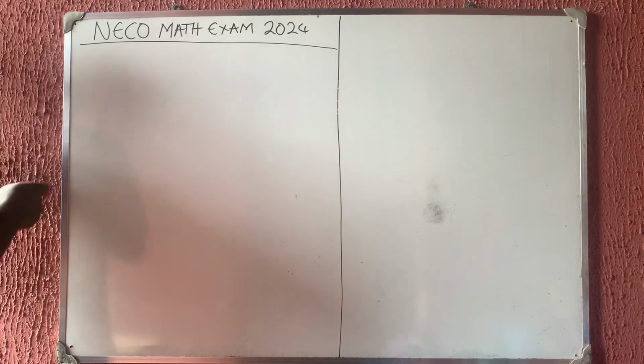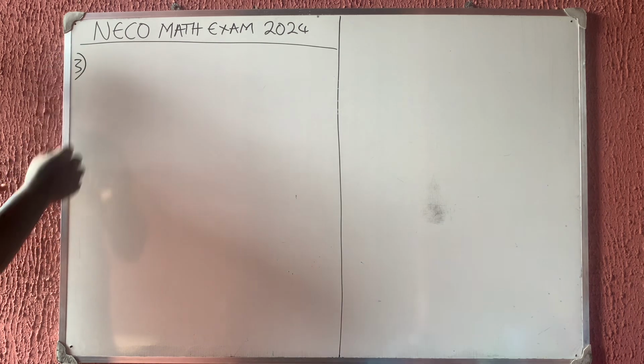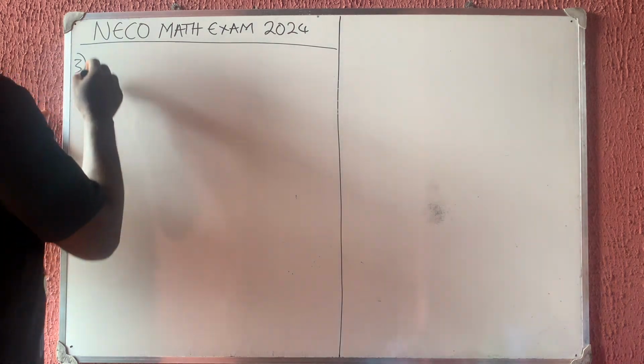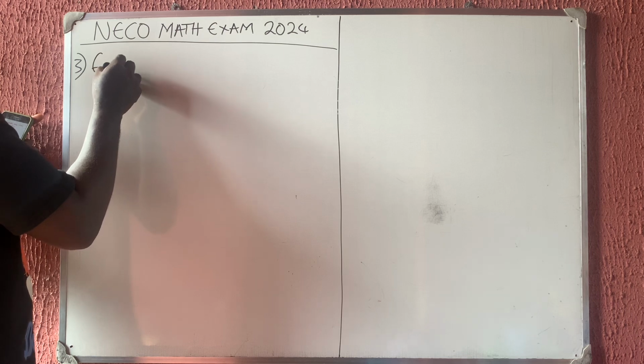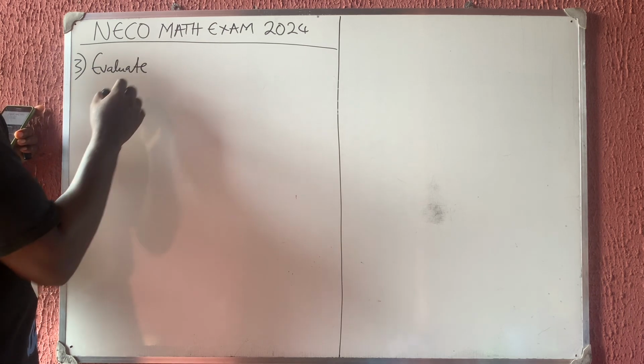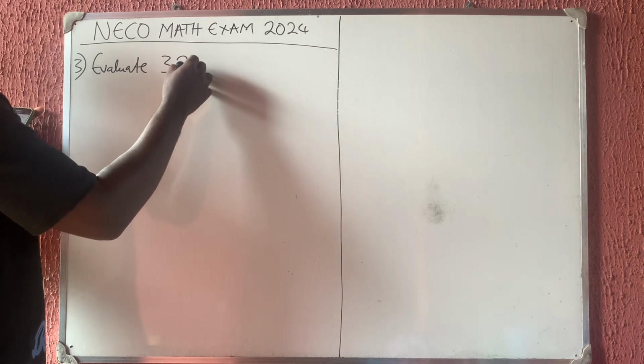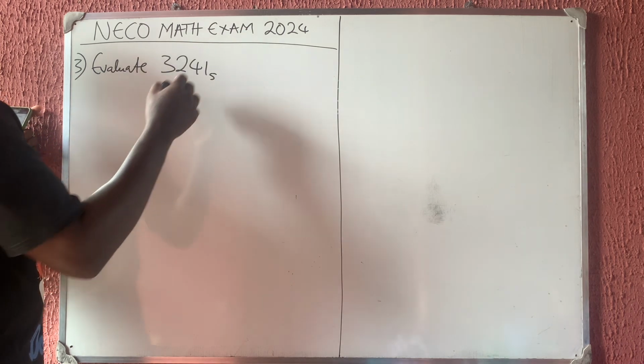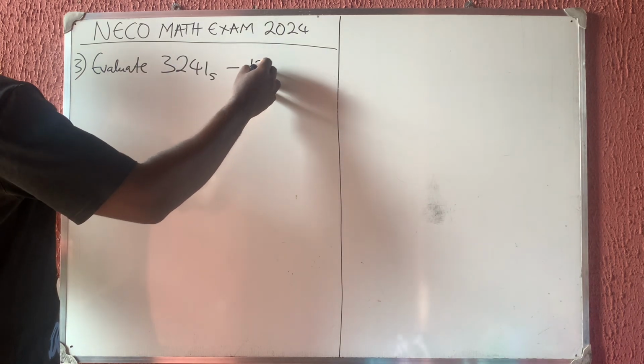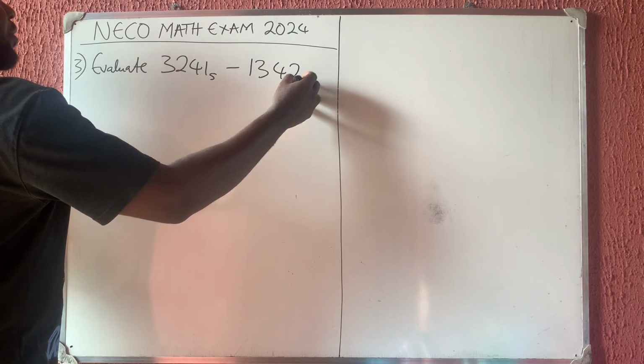We are now in number 3 of NECO objective question. The third question says we should evaluate 3241 base 5 minus 1342 base 5.